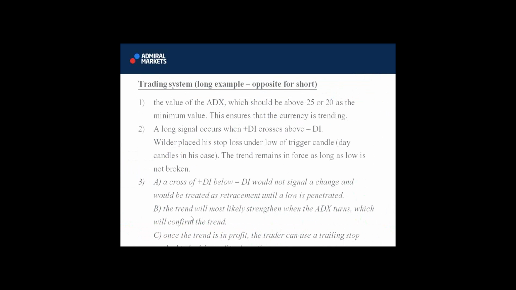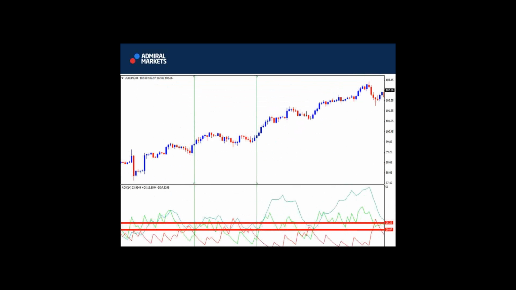The other thing here, 3B, is that the trend will most likely strengthen when the ADX turns. At the beginning, of course, when it's just starting out, that's where the most power is. And he used the trailing stop to lock in profits along the way. Okay, so let's take a look. The green line is indicating a cross. Then we just need to wait for the ADX to go above 20, and that will be the entry. And you could then trail the stop at the daily lows, for example.